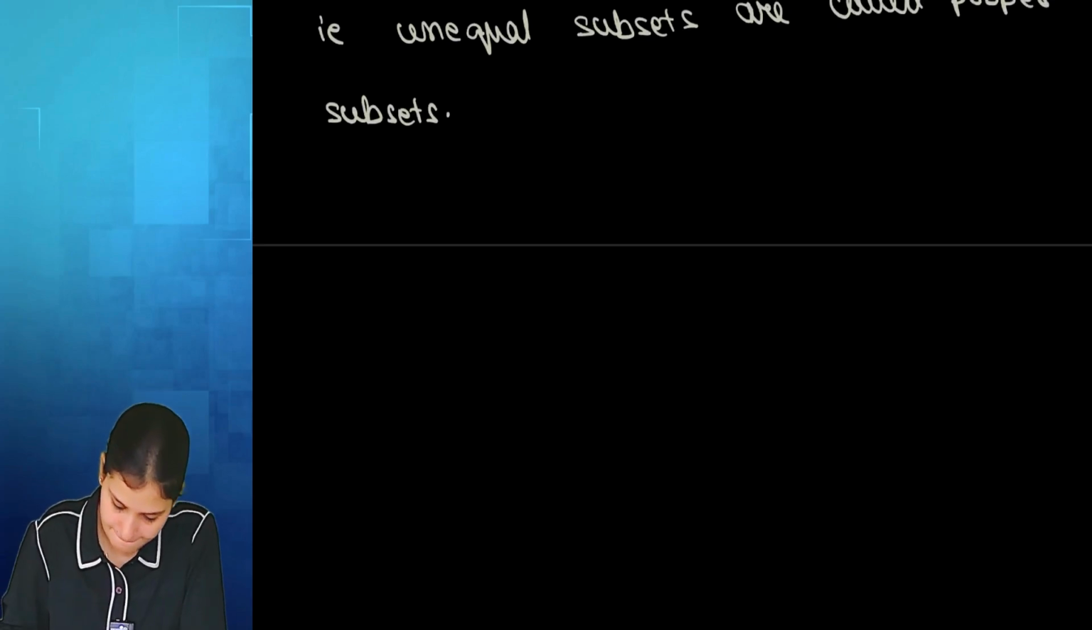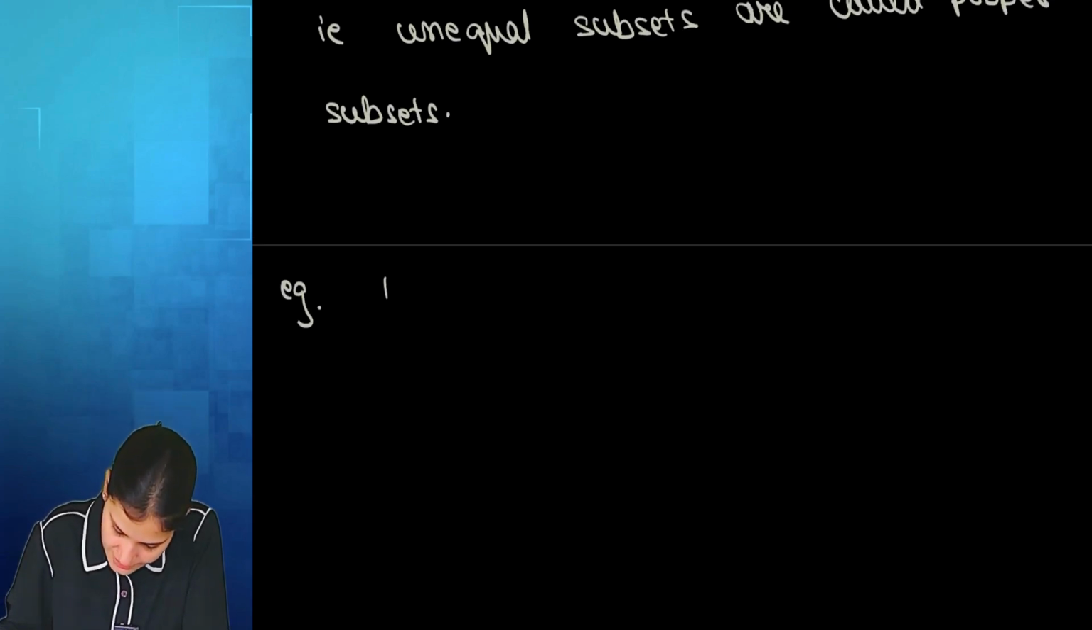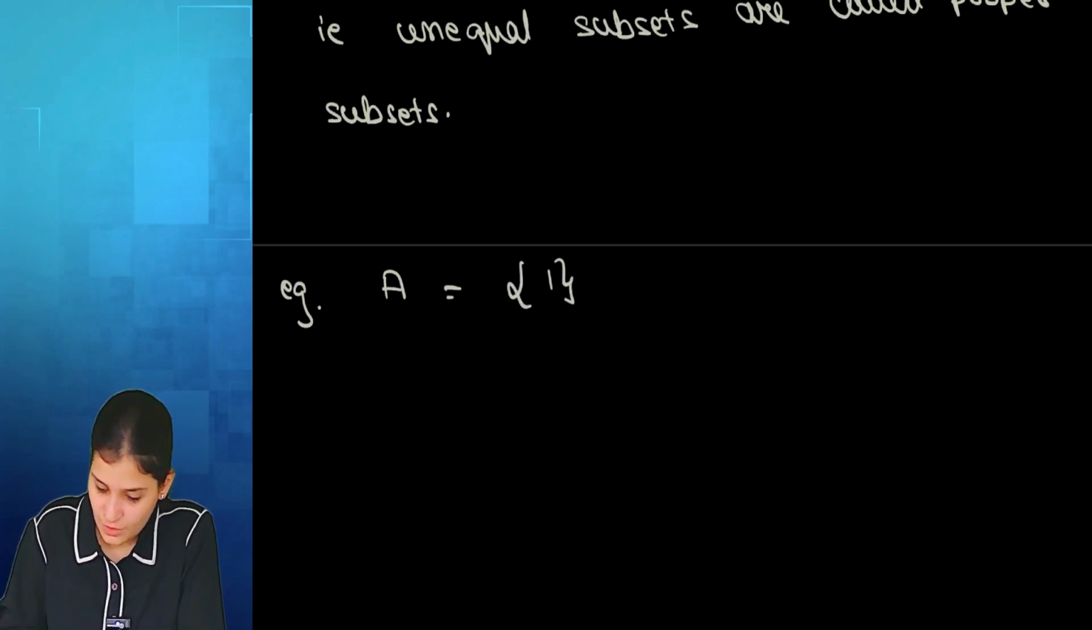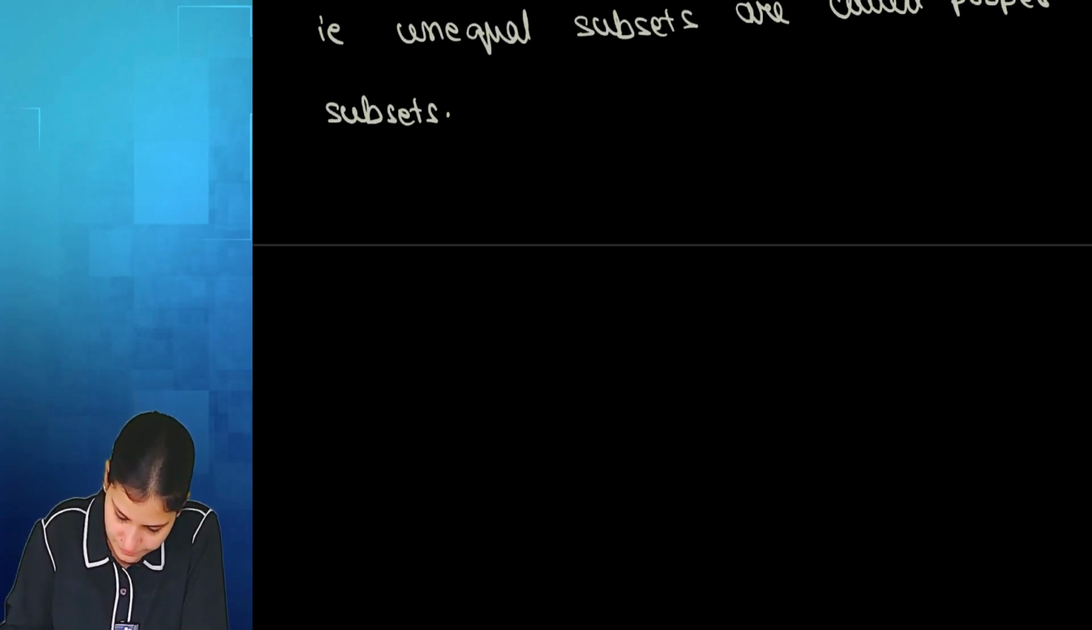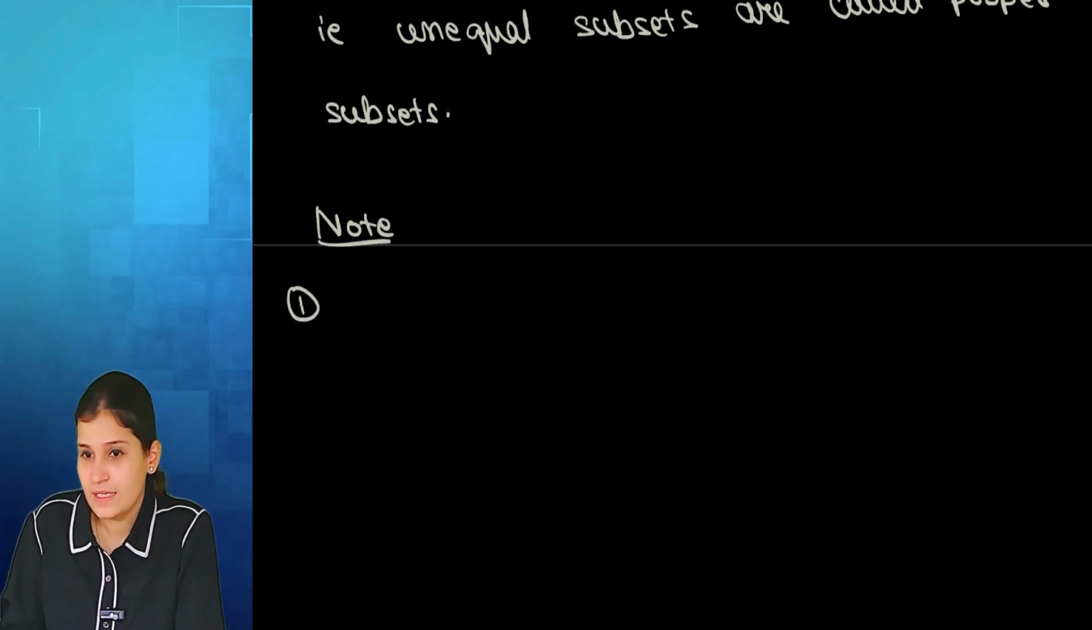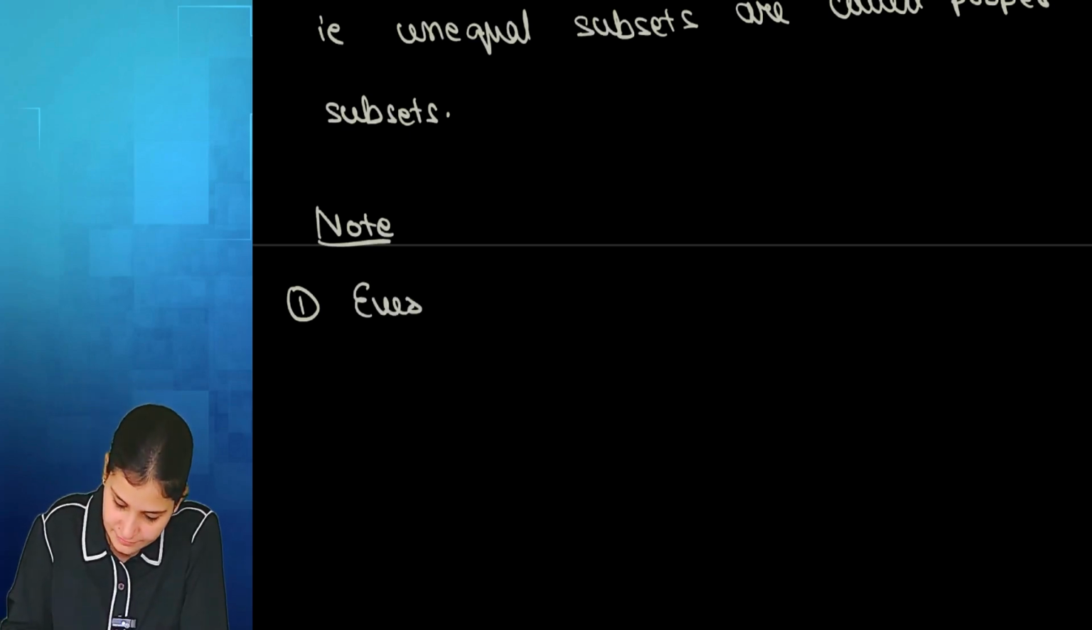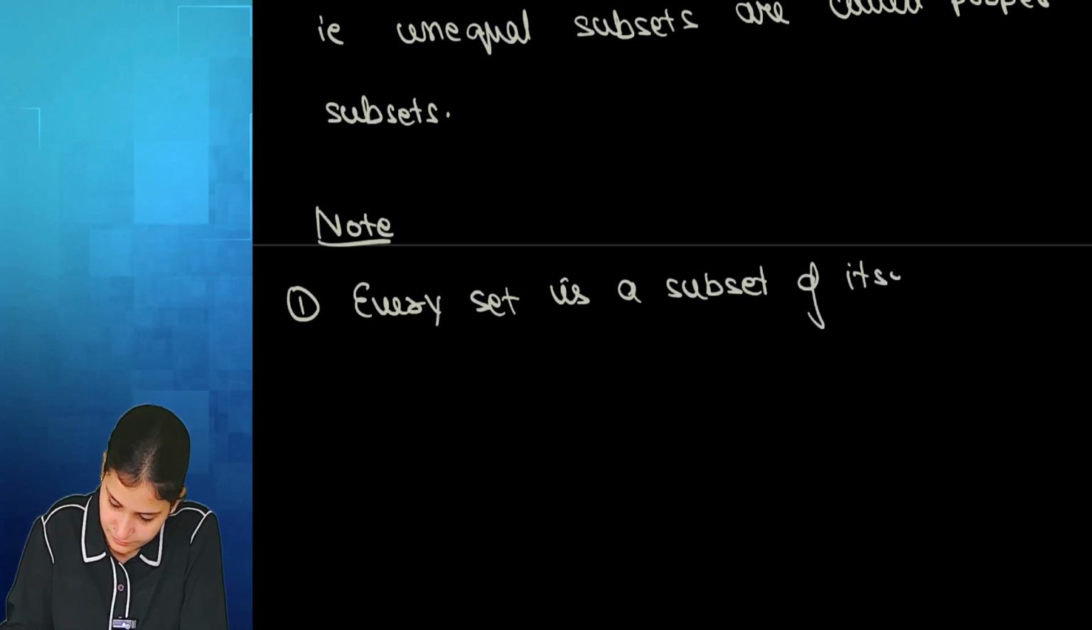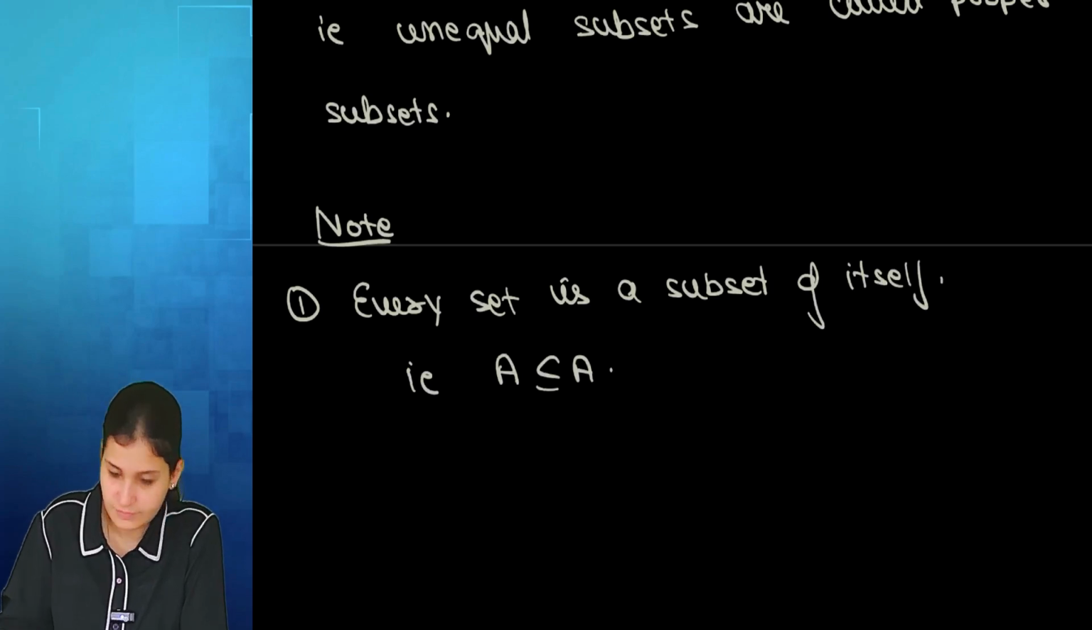Example. Suppose I take a set A, 1. Okay, note first before this. Can I say that A is a subset of A? Obviously, right? So every set is a subset of itself. That is, A is a subset of A. Always.